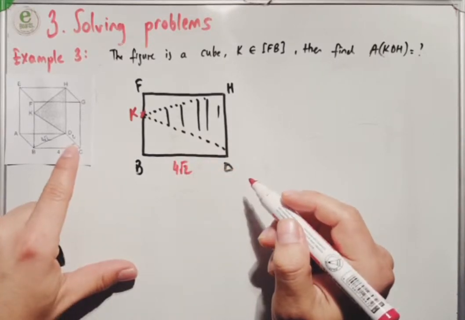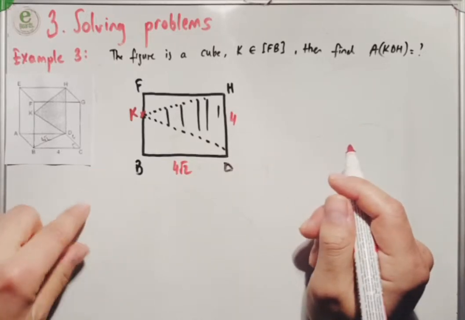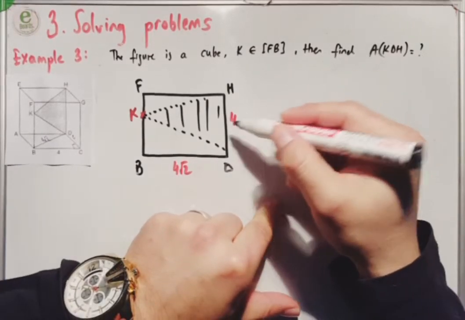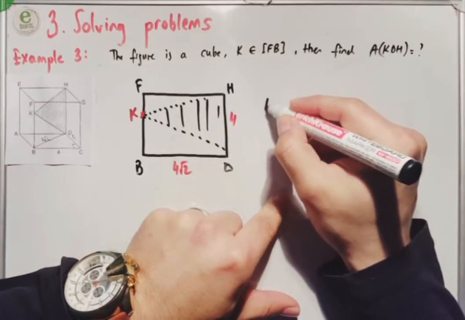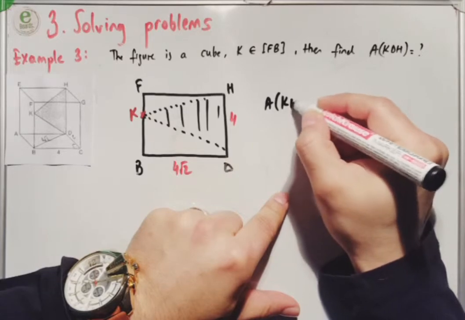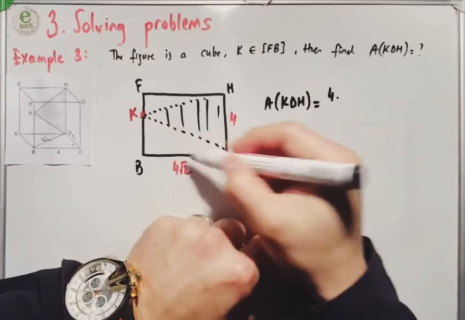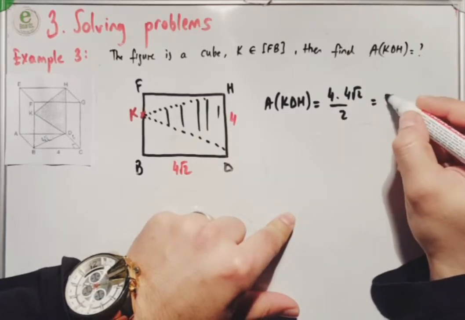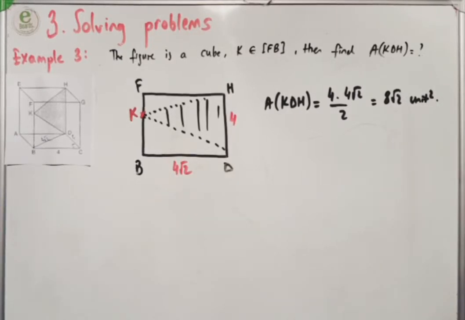And each side is 4 units, so HD is also 4 units. And how can I find the area of triangle KDH? The base times height over 2. The base of the triangle is 4√2. So the area of KDH is equal to base times height over 2, which is 4√2 times 4 over 2, which is 8√2 units square.